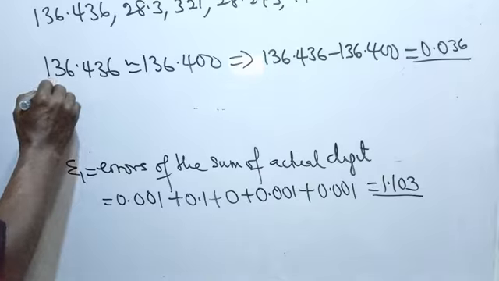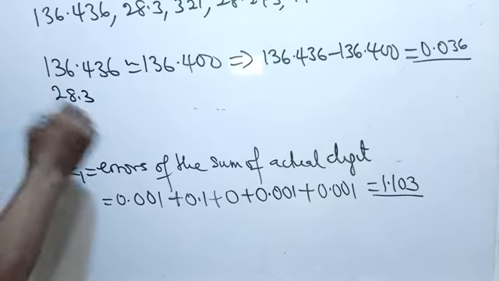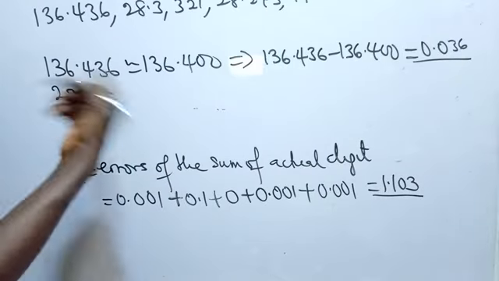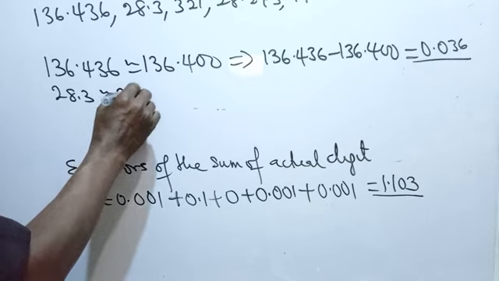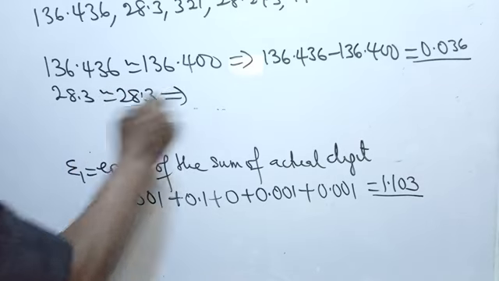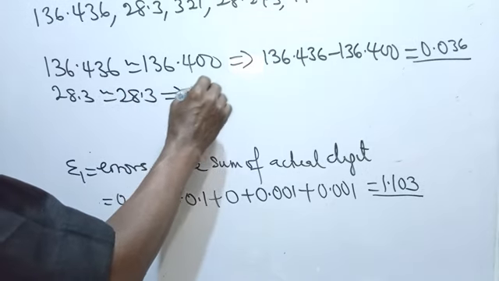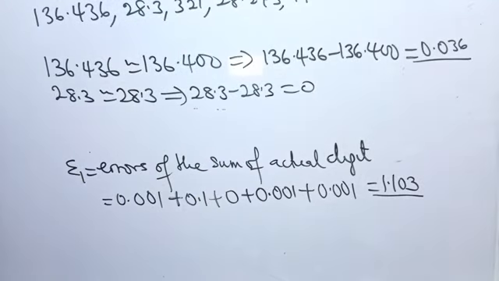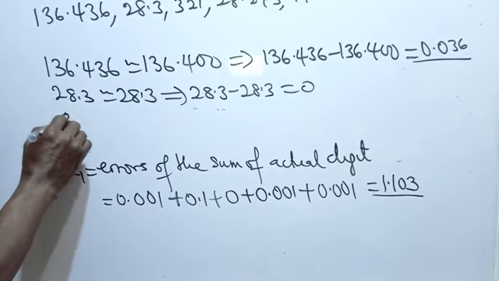The next one, 28.3. Let's approximate it to one decimal place. After the decimal, you count 1. It doesn't have any value thereafter, so we have 28.3 as well. That means you subtract this from this as well. 28.3 minus 28.3 gives 0. Fine. The next one, 321.